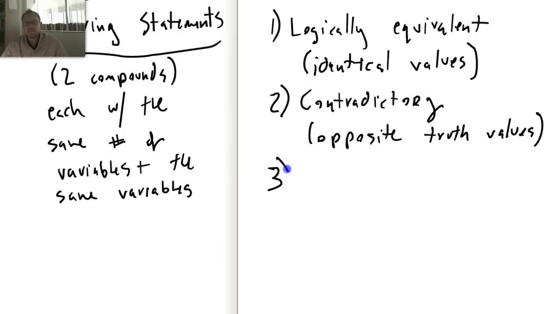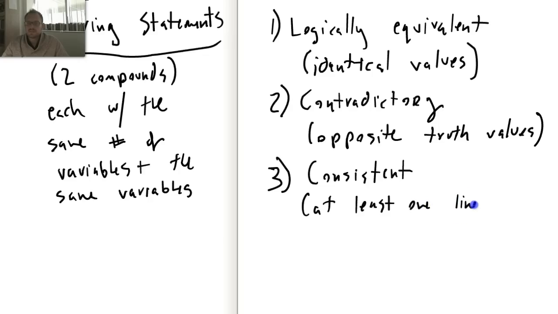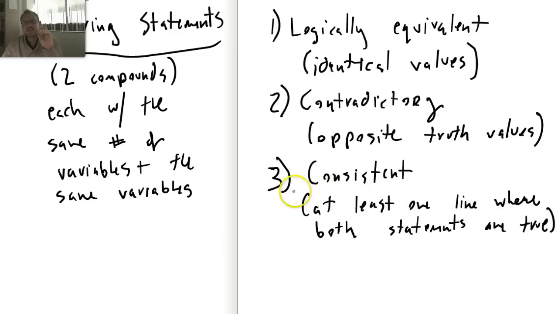What's the third possibility here? The third possibility is that they're consistent. And consistent means there's at least one line where both statements are true. There's at least one line where both statements are true, right? All you need is one. And that's what it means to say that statements are consistent.